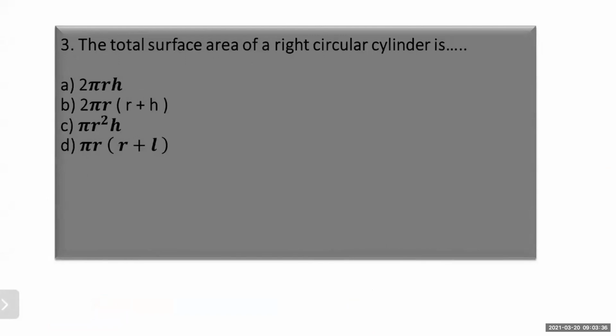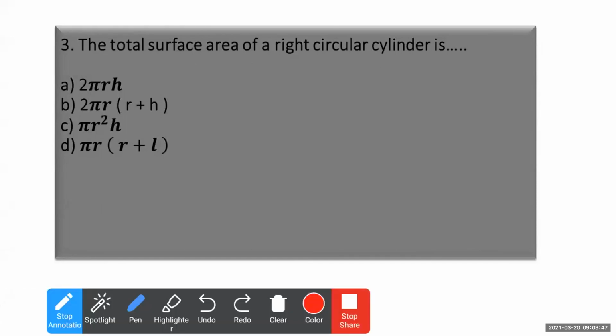Okay, total surface area. Total surface area means the outside part, that is the total surface area of a cylinder. So here the formula, if you know the formula, it will be 2 pi r (r plus h). Okay, so the option will be B.